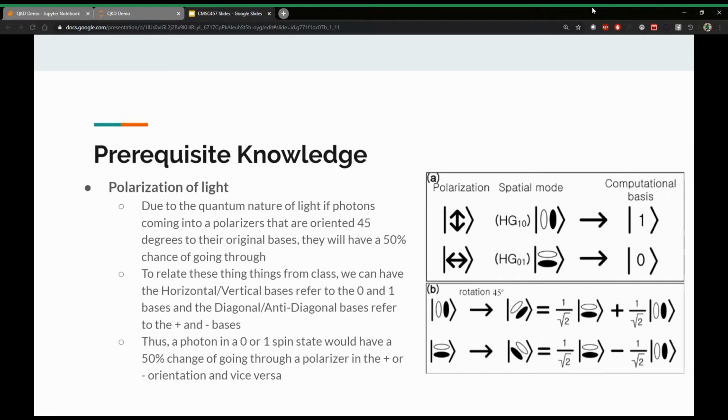As you can see depicted in the image on the right, the diagonal and antidiagonal bases can be written in the form of the 0 and 1 bases from above. Using this information, we can infer that a photon in a 0 or 1 spin state would have a 50% chance of going through a polarizer in the plus or minus orientation, and vice versa.